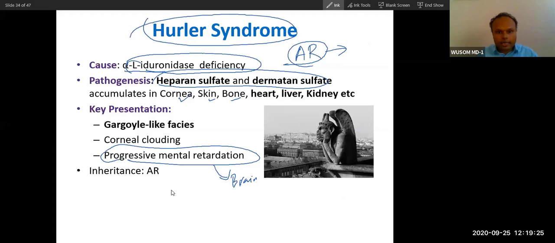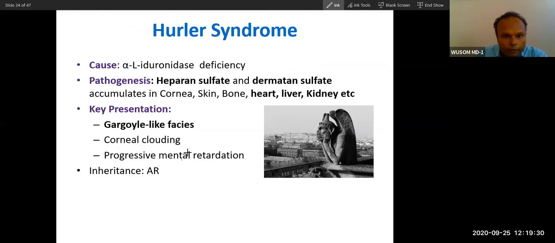Okay. So you can see here corneal clouding. Gargoyle-like face you will see in this type. So rough skin, gargoyle-like face, and height will also be short because of bone problem. The face will be very abnormal, not good looking, ugly looking, gargoyle-like. Corneal clouding you will see in such patients. So these are the presentations.